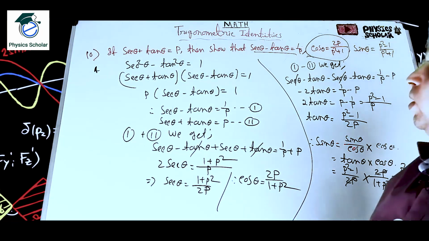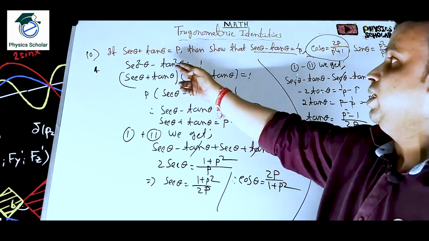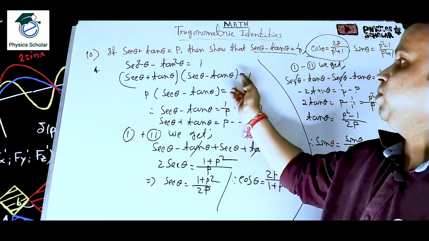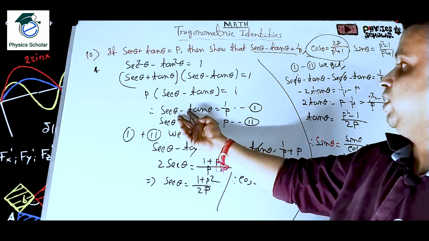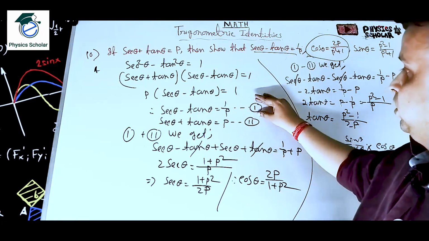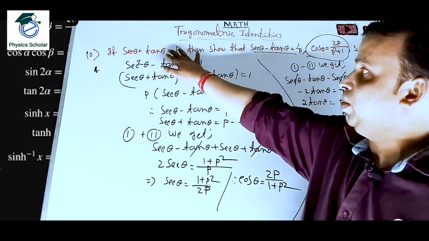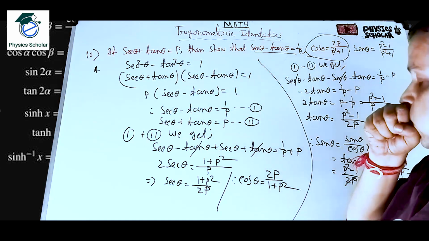So how can we do this? What is the relation between sec and tan? Sec square theta minus tan square theta is equal to 1. It is a square minus b square, so a plus b into a minus b. From there we get the value of sec theta minus tan theta. Sec theta minus tan theta is equal to 1 by p. This is proof number 1. Let us call it equation number 1. And what is given? Sec theta plus tan theta is equal to p. That is equation number 2.